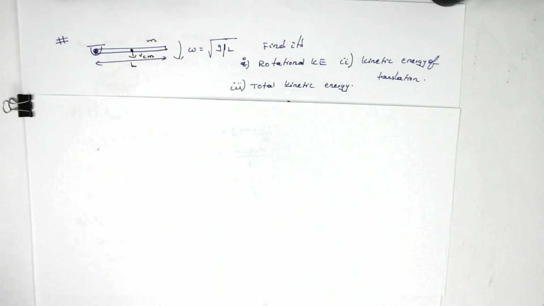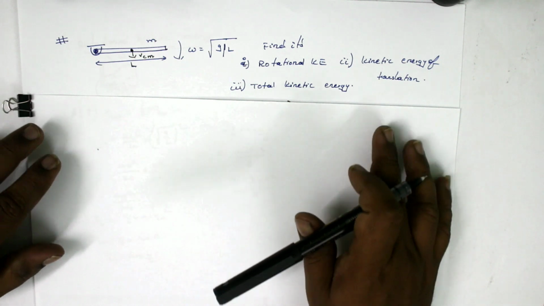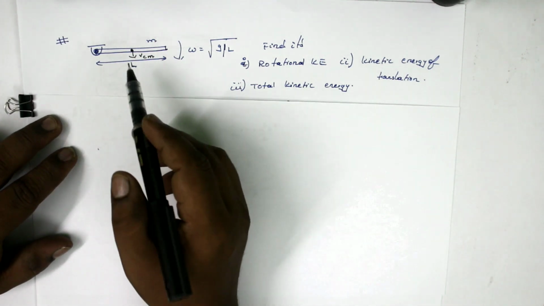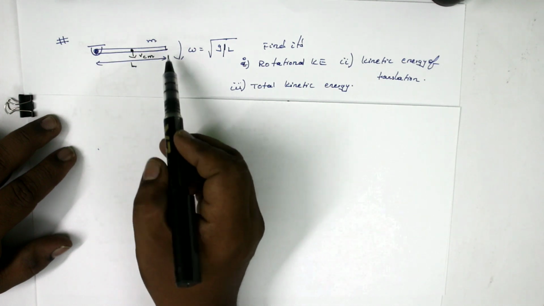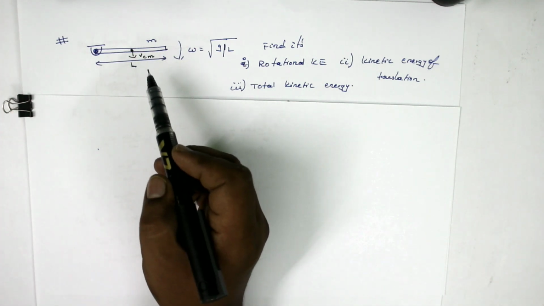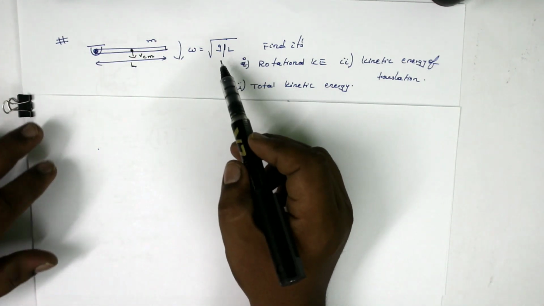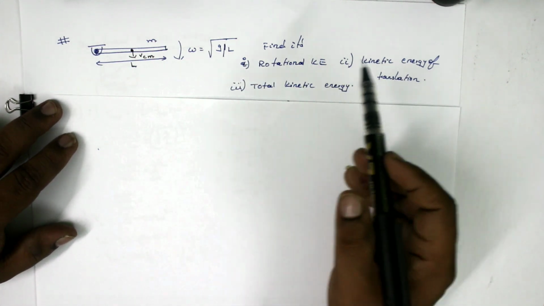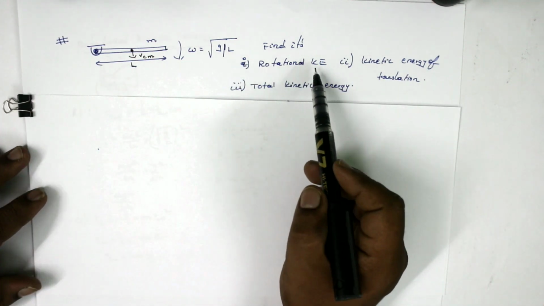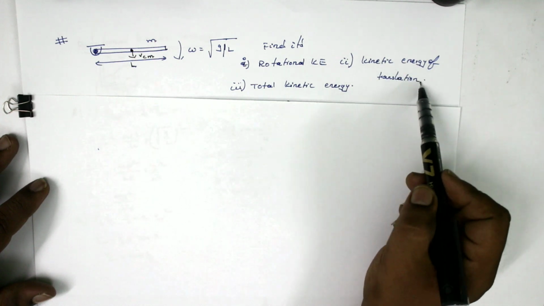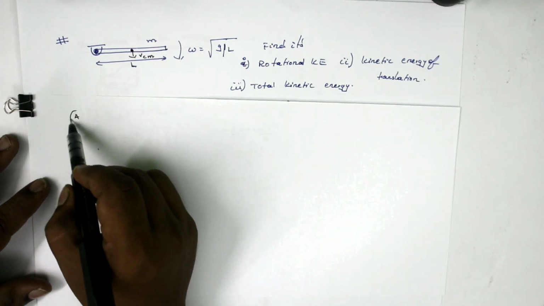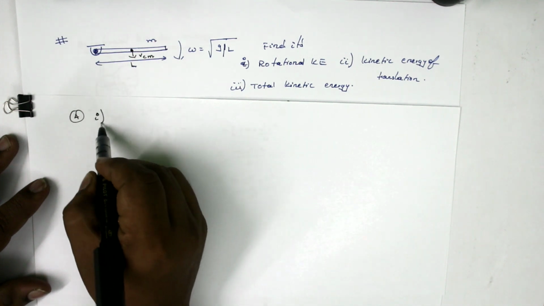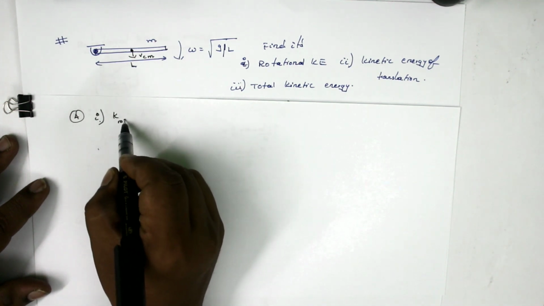Dear students, now let us see this question. This is a rod of mass m and length L, which is rotating with an angular velocity omega equal to root g by L. We are supposed to find out its rotational kinetic energy, kinetic energy of translation and total kinetic energy. So let us see how we can calculate. First one, rotational kinetic energy.